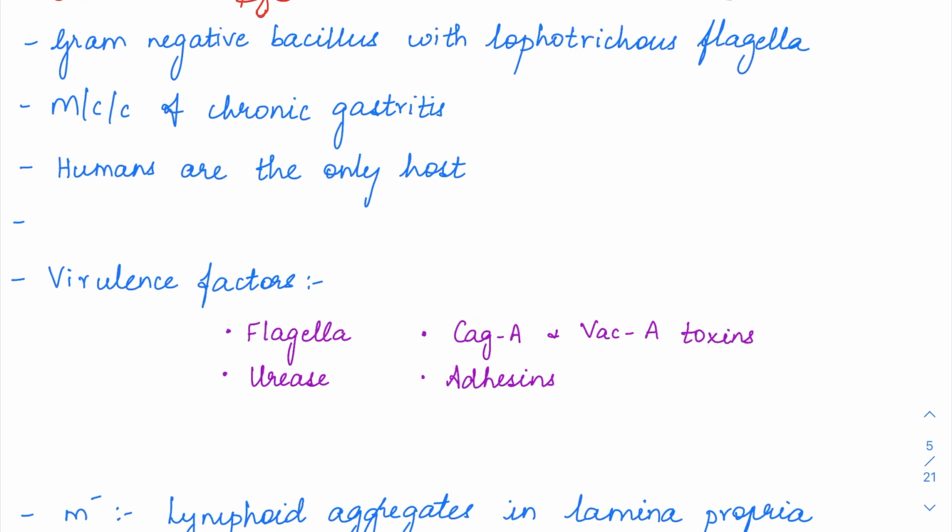Hence it is also the most common cause of chronic gastritis, as I told. What type? It was type B. Where will it be present? It will be in the antral region, so antral gastritis is going to be there. Humans are the only host for H. pylori. And I already told it is a non-invasive bacteria, meaning it is not going to invade into the epithelium. It is just going to be present on the luminal surface of the epithelium, and from there, it is going to cause all this trouble.